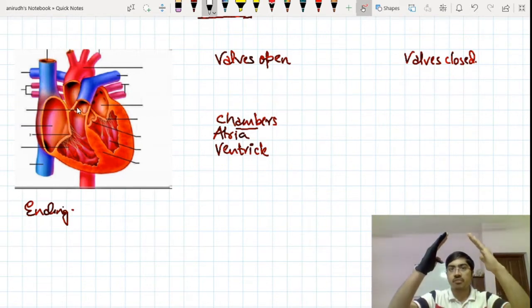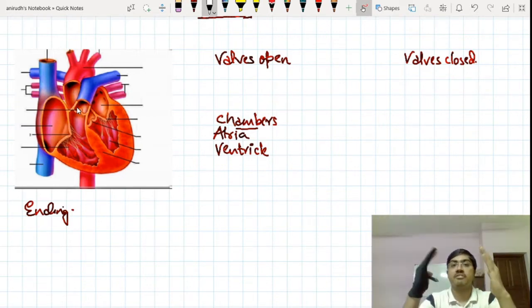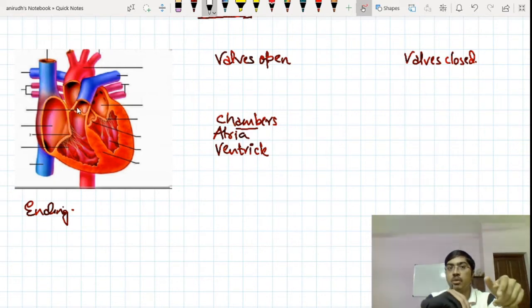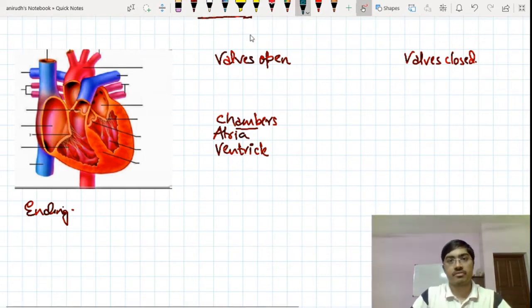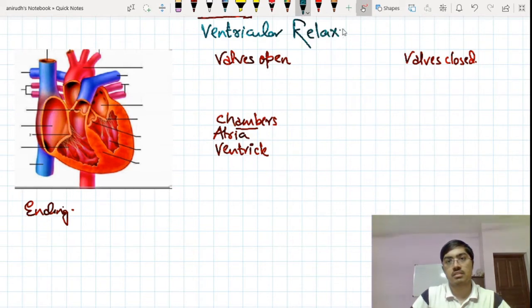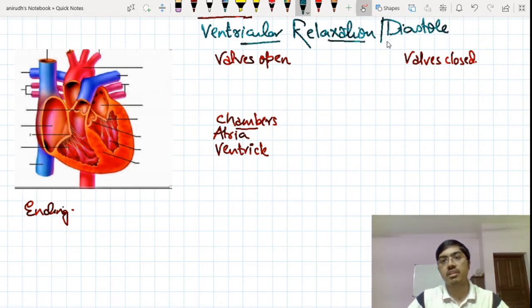So the semilunar valves, the valve of the pulmonary artery and the valve of the aorta, at the end of ventricular systole, because the pressure is decreasing, because blood has already gone into the pulmonary artery and aorta, it will start coming back. The valve will now close. Okay, and this is the phase that is called ventricular relaxation, or I can call it diastole. So this is called ventricular relaxation or diastole.